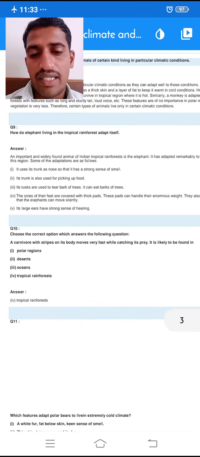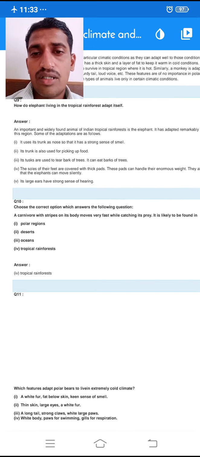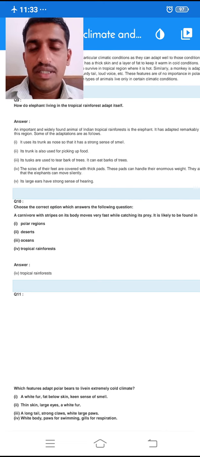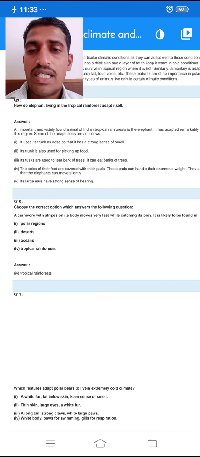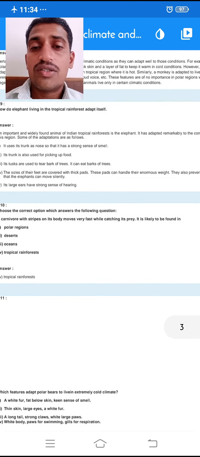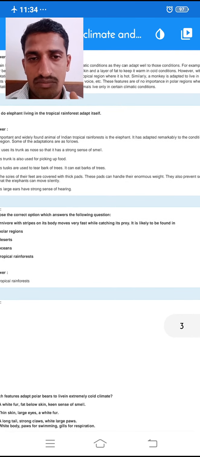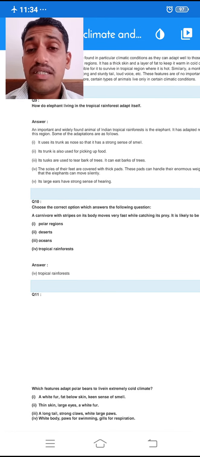So, last question, number 9 now. Let's see. How does an elephant living in the tropical rainforest adapt itself? How has it adapted to the tropical rainforest? It is simple. An important animal which is living in the tropical regions or tropical rainforest is the elephant. It has adapted remarkably in the tropical regions. Some of the important features of its adaptation are given here.